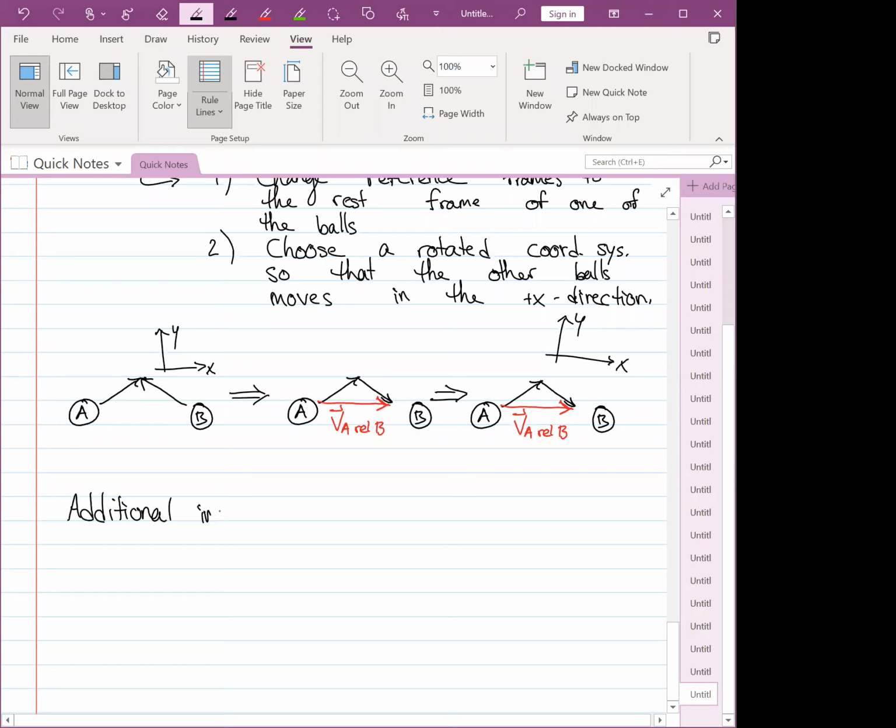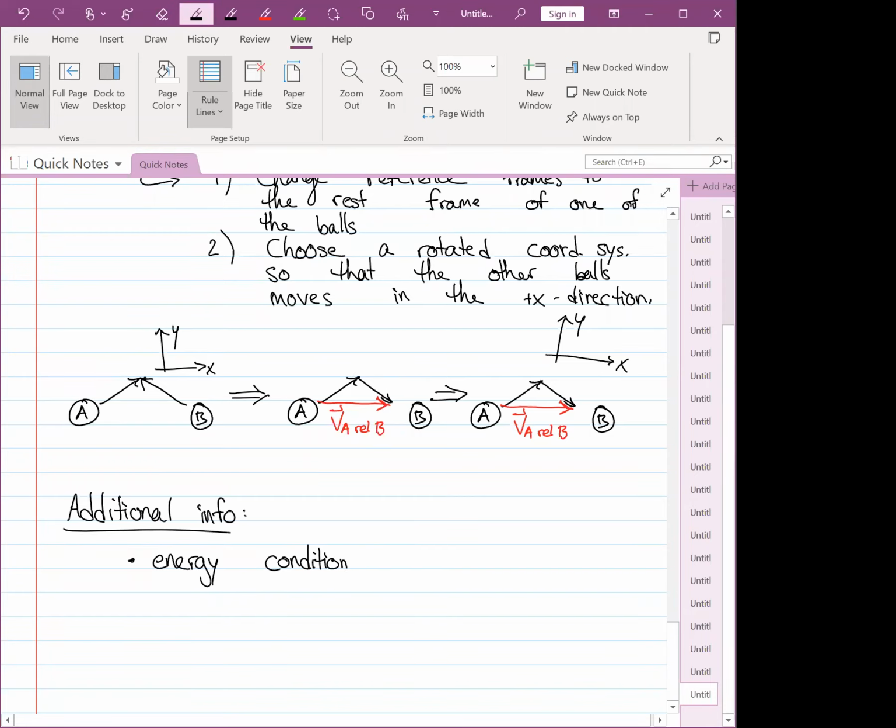So one way that it'll be provided will be by an energy condition. That will be something like, maybe the problem tells you this is a totally inelastic collision. This is an elastic collision. This is an inelastic collision, and 30% of the energy is lost. Those are energy conditions.